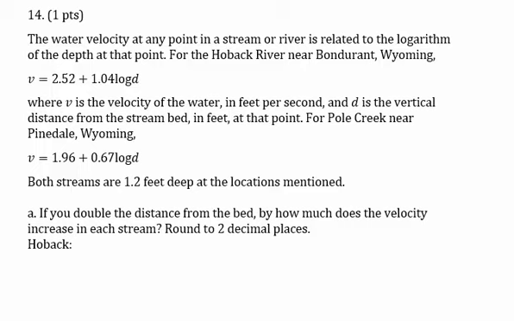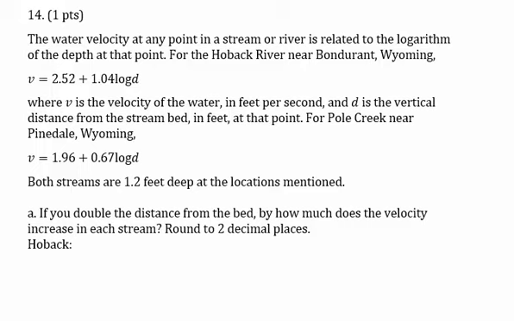So for Pole Creek near Pinedale, Wyoming, V is equal to 1.96 plus 0.67 log D. Both streams are 1.2 feet deep at the locations mentioned. Okay, so in part A it says if you double the distance from the bed, by how much does the velocity increase in each stream?